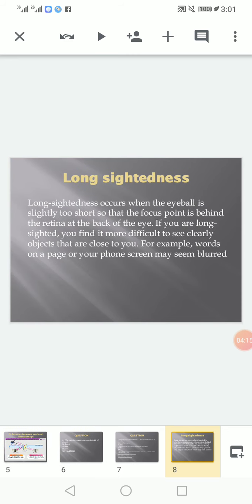Now, in our previous lesson, we discussed eye defects, and we discussed long-sightedness and short-sightedness. I want to use this slide to explain what long-sightedness is. Long-sightedness occurs when the eyeball is slightly too short, so that the focus point is behind the retina at the back of the eye. If you are long-sighted, you find it more difficult to see clearly objects that are close to you. So a long-sighted person cannot see objects that are close to him clearly.